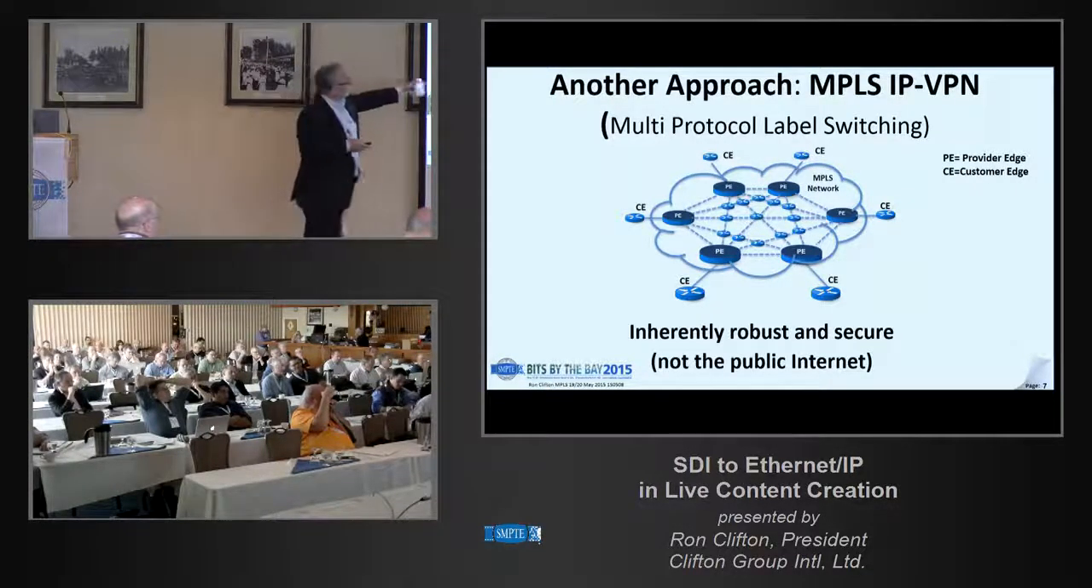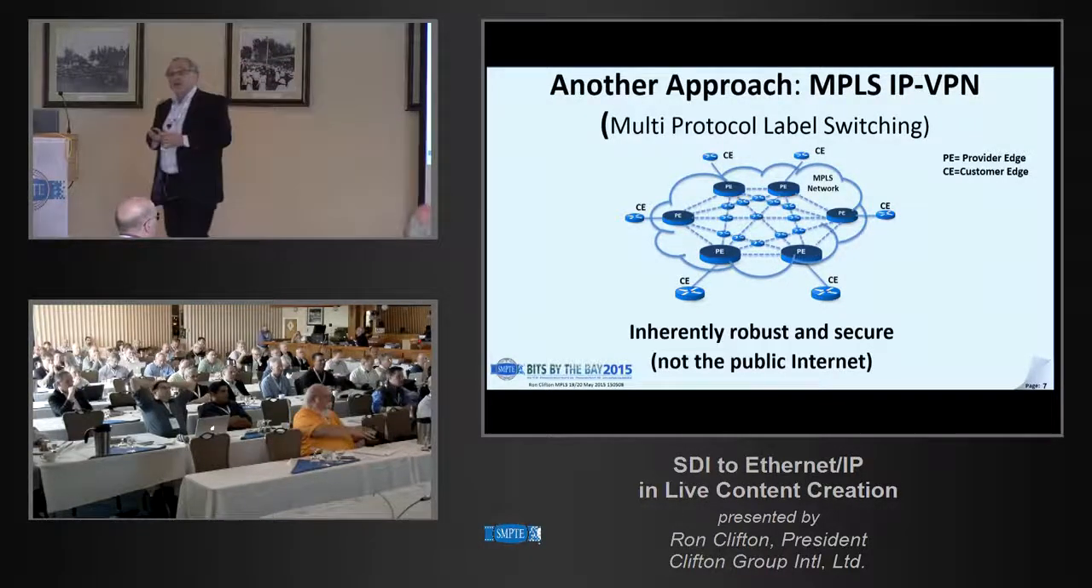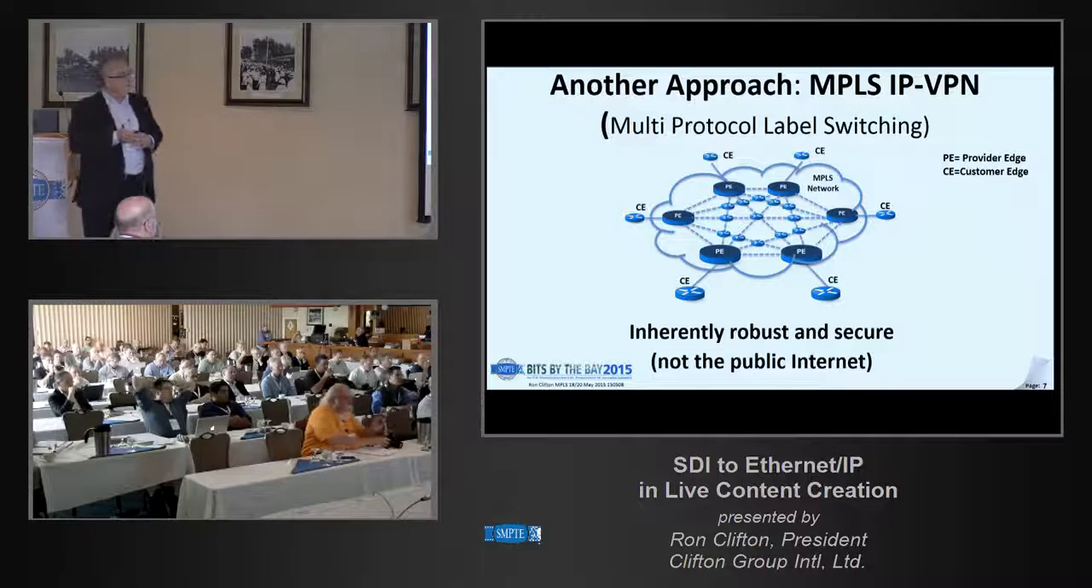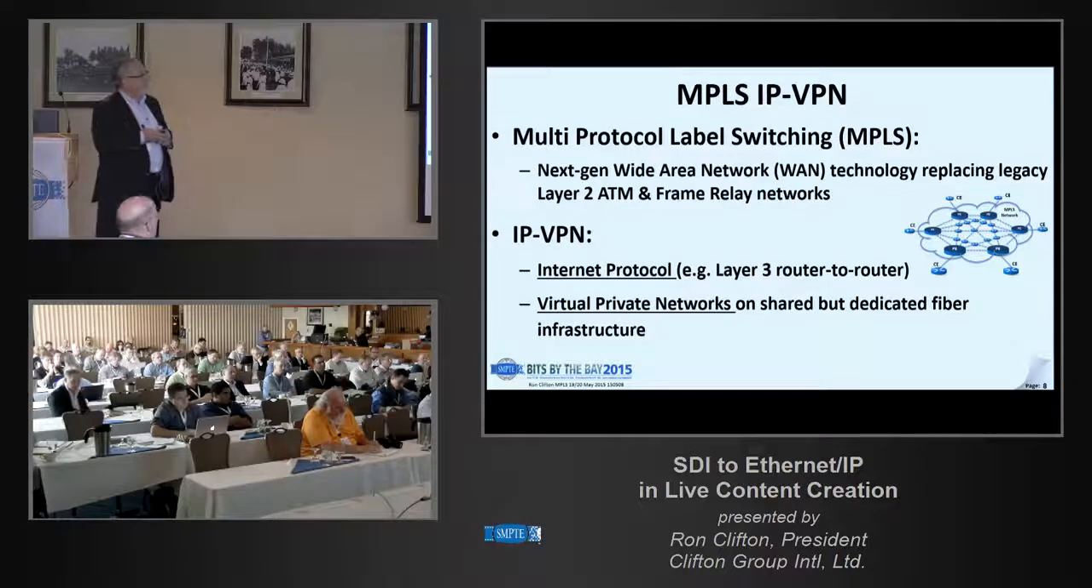Now, what you see here, a CE is a customer edge router, and a PE is a provider edge router. You'll see those pop up in a few minutes. The only thing common with this and internet is that both this and internet use internet protocol. And the other thing is we get tremendous leverage from all the IT technologies that have been evolving.